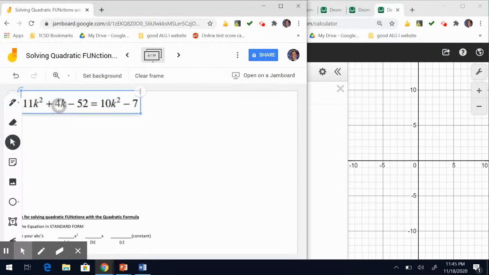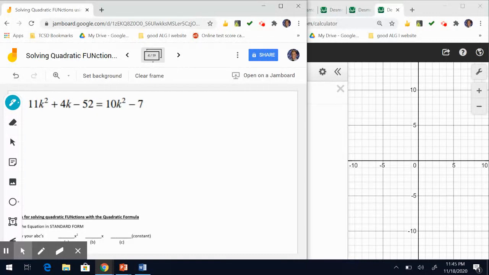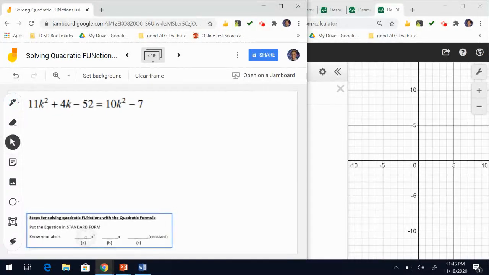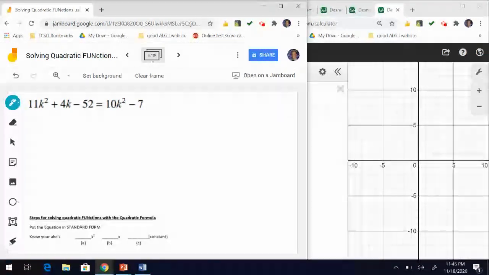You can't really see this example right now. There we go. 11k squared plus 4k minus 52 equals 10k squared minus 7. Of course, everyone's like, oh, you make it look so easy because you do the easy problems. This doesn't look very easy. What's the first thing we need to do? Right? We need to put it in standard form. What is standard form? Highest degree to lowest degree to constant. Set it equal to 0.